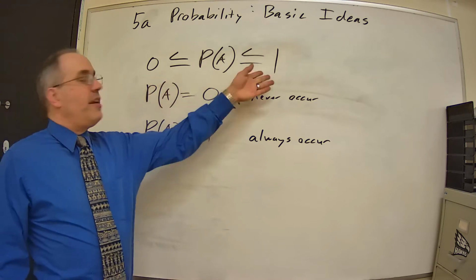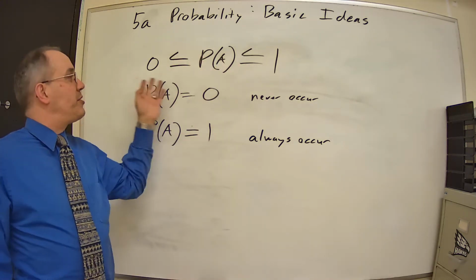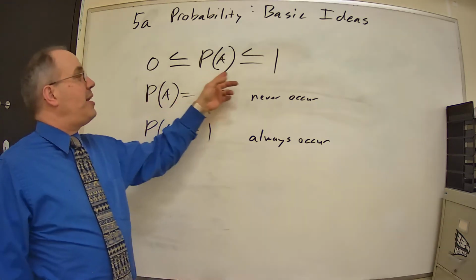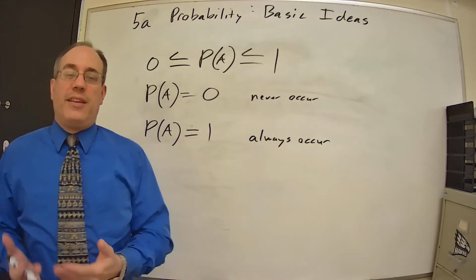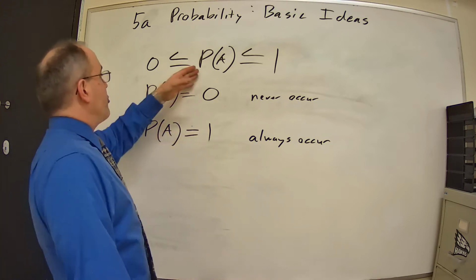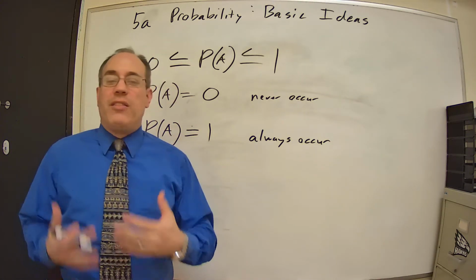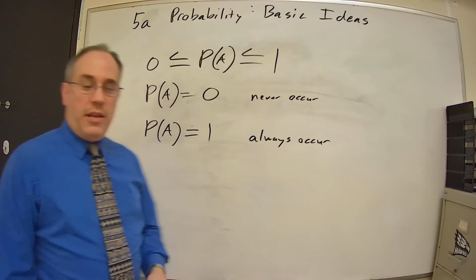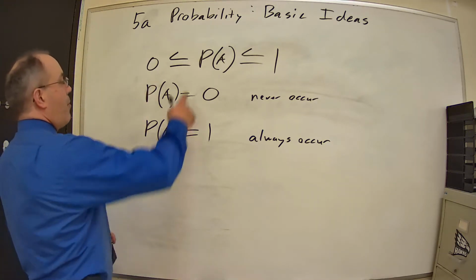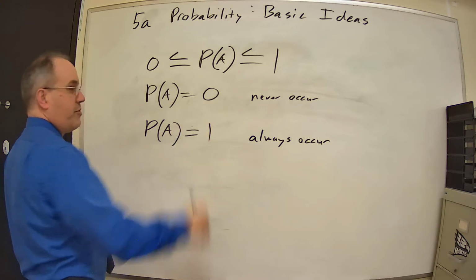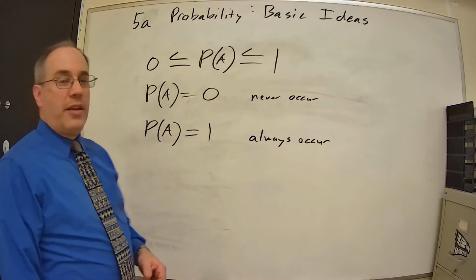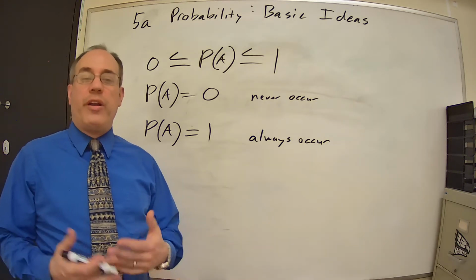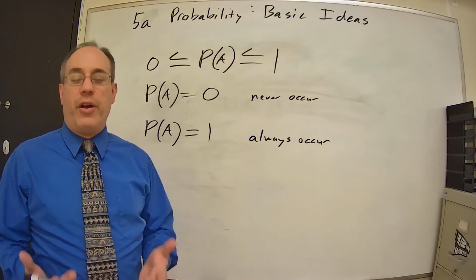And then any other probability, anywhere in between 0 and 1, is the likelihood. The closer your probability is to 1, the more likely that that's going to occur. The closer your probability is to 0, the less likely that it's going to occur. In fact, a probability that's very close to 0 tells us that we have an unusual or an unlikely event, or a rare event.